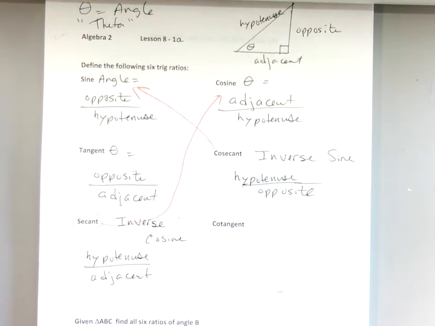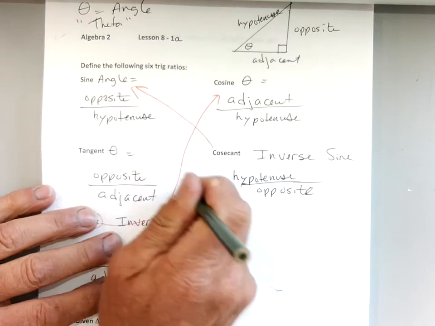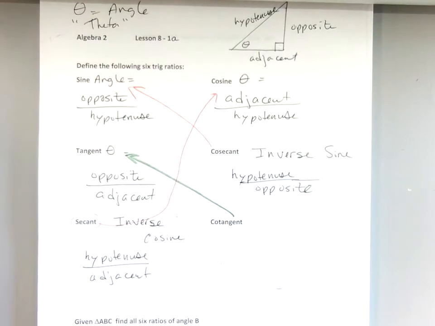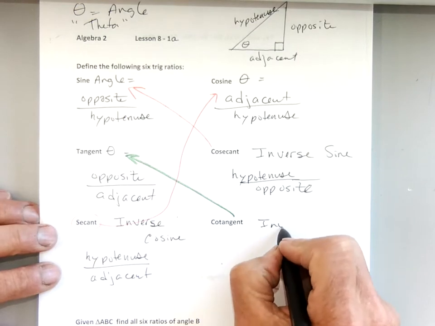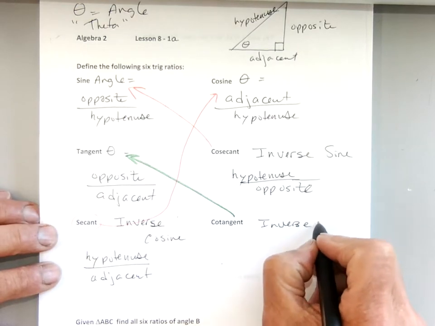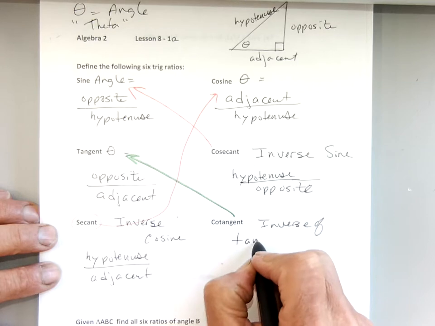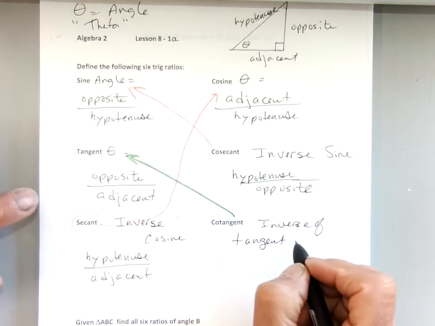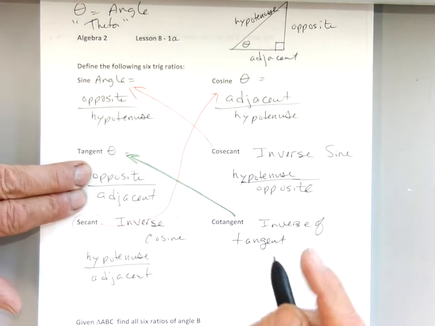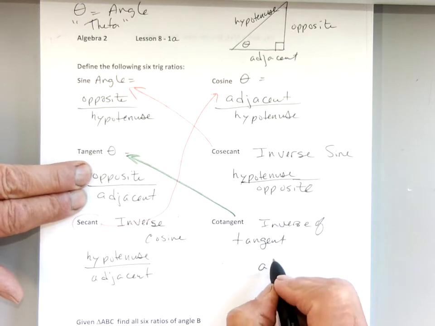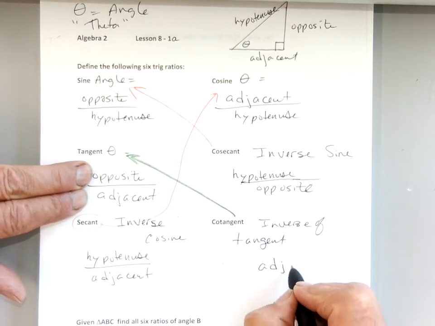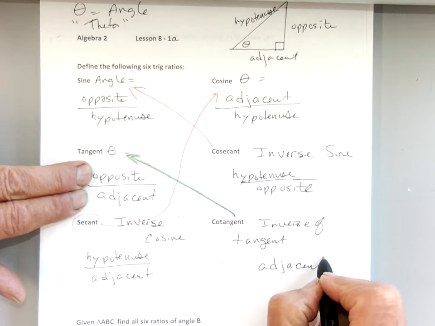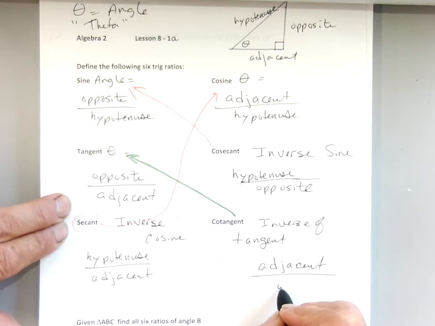Okay. Now the cotangent makes sense. Cotangent goes with tangent. That actually makes a lot of sense. These two go together. And again, it's going to be the inverse of tangent. So instead of the opposite over the adjacent, it's just going to be the adjacent over the opposite, okay?